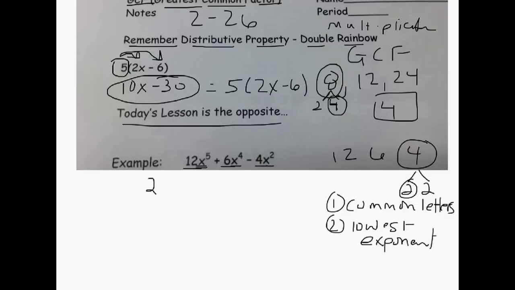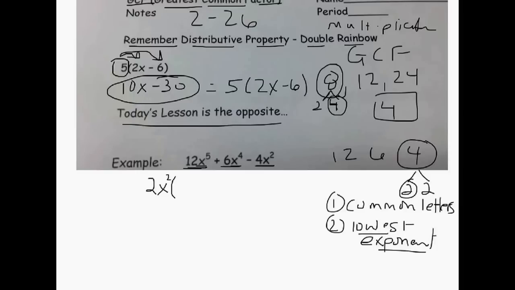So what common letters do 12x to the 5th, 6x to the 4th, and negative 4x squared have? That is x. And then we go with the lowest exponent. 5, 4, 2 is the lowest exponent. So that's what's going to be on the outside. That's what was double rainbowed to create this problem.